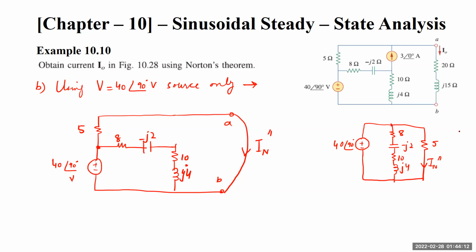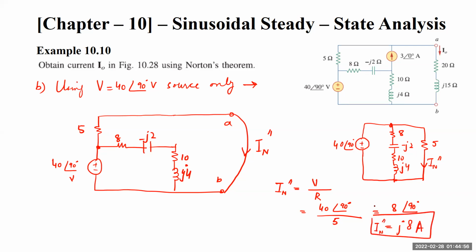We have to calculate the current through this network. So IN double dash will be equal to voltage divided by the loop resistance. This voltage is the same across this 5 ohm. So that is 40 angle 90 degrees divided by this branch, which is 5 ohms. So this will be 8 angle of 90 degrees, and I can also write it as j8 amperes. So that is IN double dash.